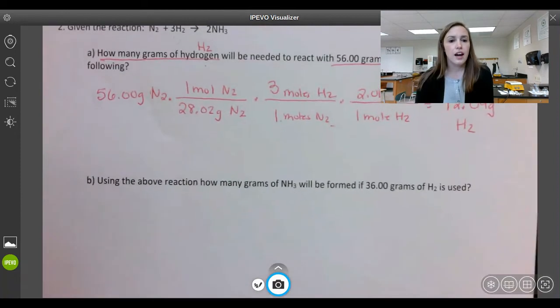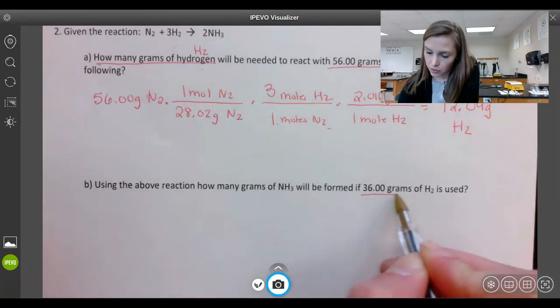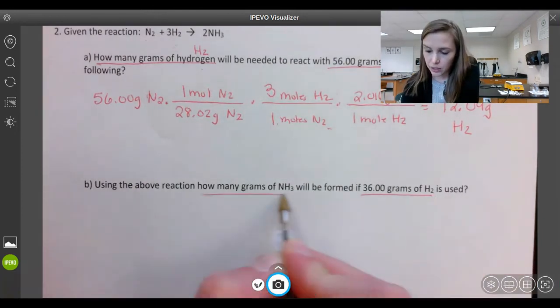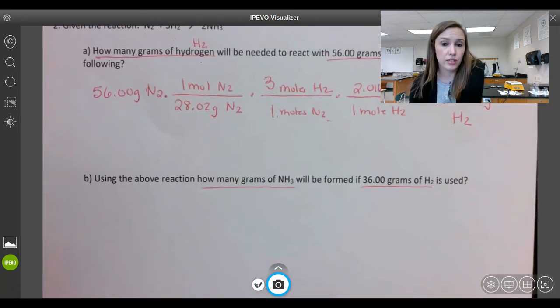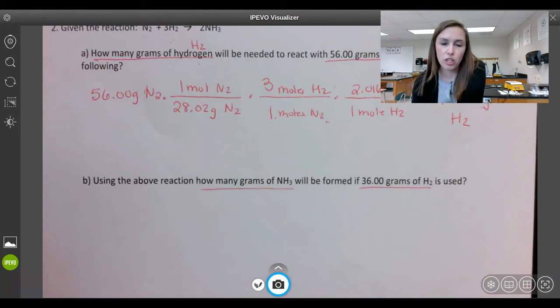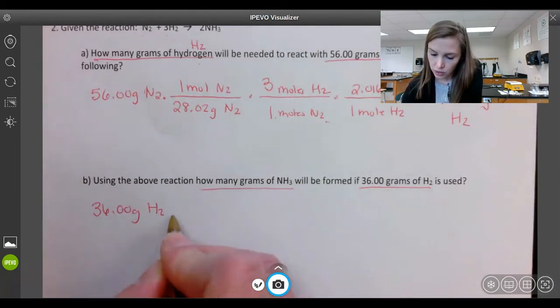All right, we're going to then do this next one. We're dealing with H2 and ammonia. Here it's saying we have 36 grams of H2. How many grams of NH3 are going to be produced from those 36 grams of H2? And this would be under the assumption that you have as much nitrogen available to react with those 36 grams of H2. So I'm going to start with my 36 grams of H2.